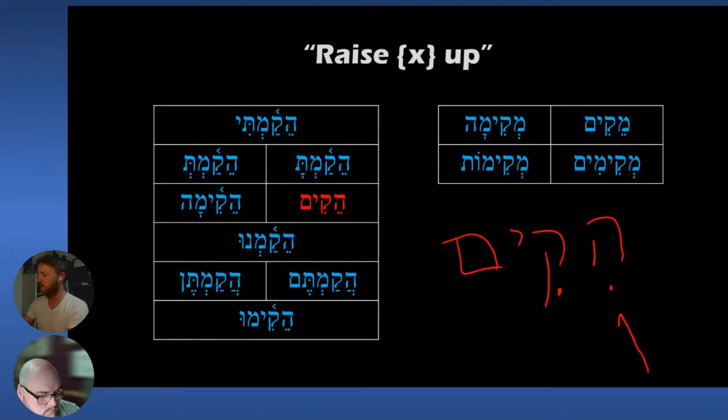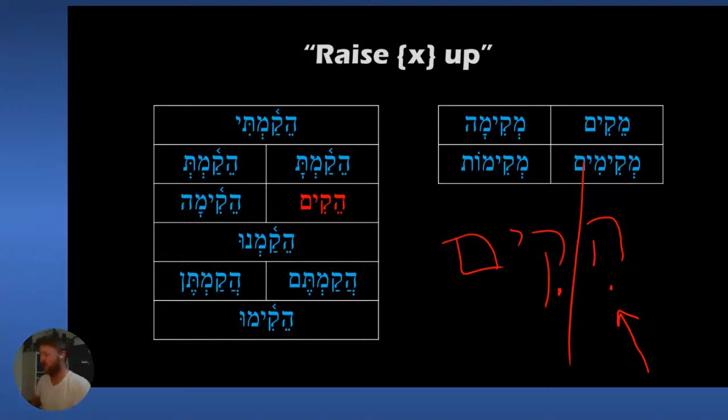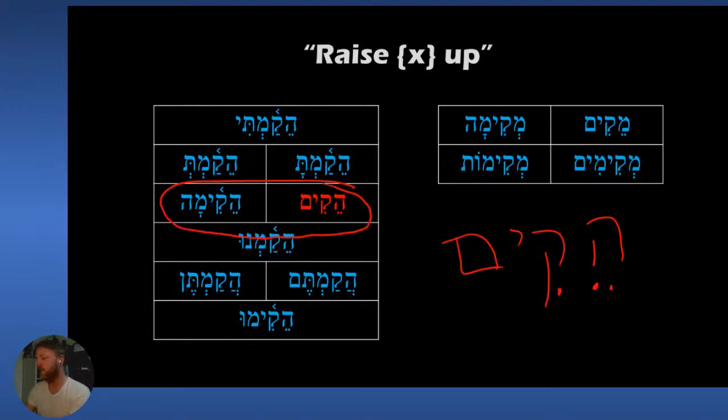Now we have the he sitting out here in an open syllable, where the syllable was closed initially because it's Hifil. It's a closed syllable. In order to make up for the loss of that syllable closure, we extend the length of that vowel as compensatory lengthening, and it becomes hekim. Hekim and hekima are perfectly normal.